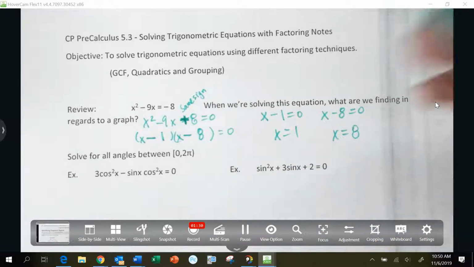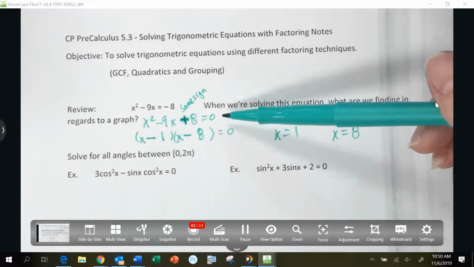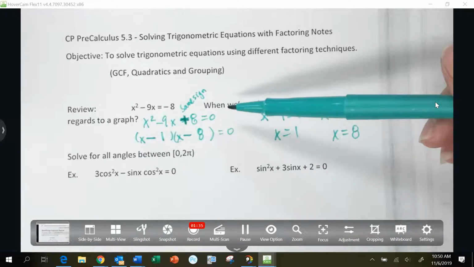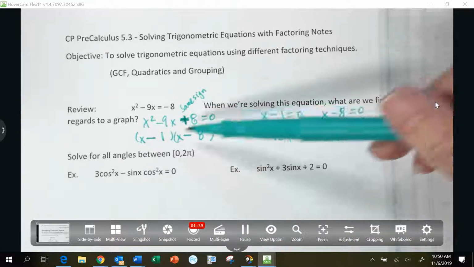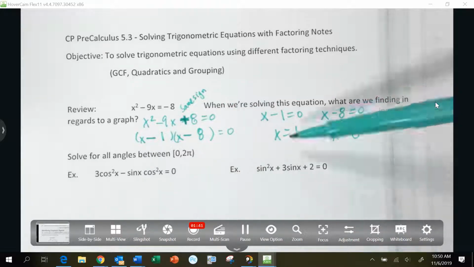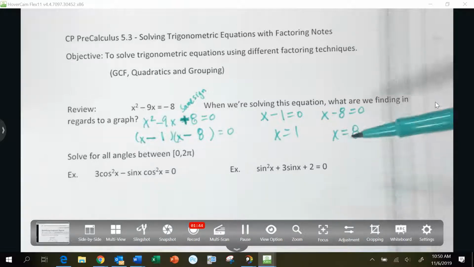So we just went through the factoring steps. First thing is it has to say equals 0 or you can't do it by factoring. Once it says equals 0, do factoring. Once we have it factored, set each factor equal to 0 and then solve each factor. Those are the steps for factoring.